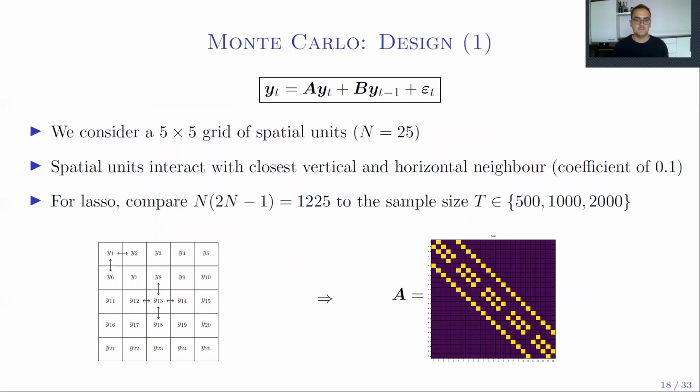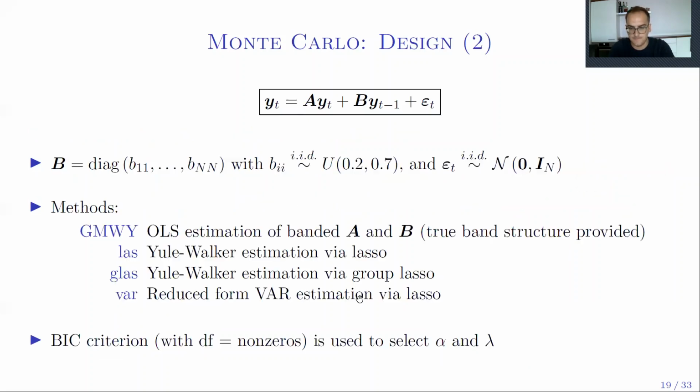So let us look at some simulations to see how this performs in finite samples. We consider a 5 by 5 dimensional grid with spatial units, and the interactions are modeled by this matrix here, where every yellow square is a coefficient of 0.1 and the rest is 0. The temporal matrix B is a diagonal one with elements from a uniform distribution. And we are going to compare 4 different methods.